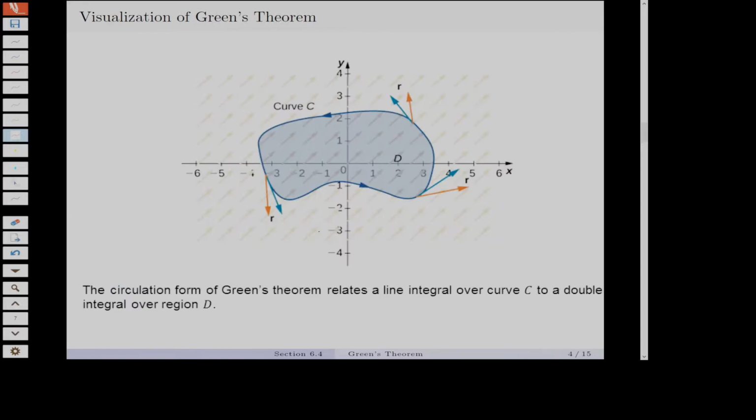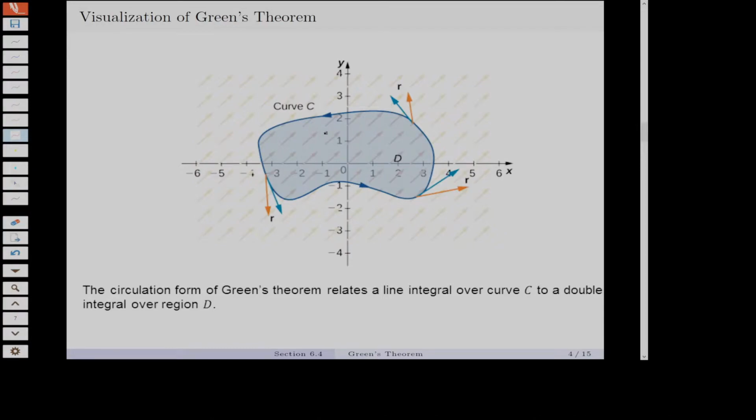Let's look at this in a picture. So here's a visualization. Think about my region. In this case, we've called it D, and C is the outside boundary of that. To calculate circulation, what we're doing is saying at every given point on the boundary, how much of the vector field is moving along the boundary, or tangent to the boundary, and adding that up. So that's the line integral.